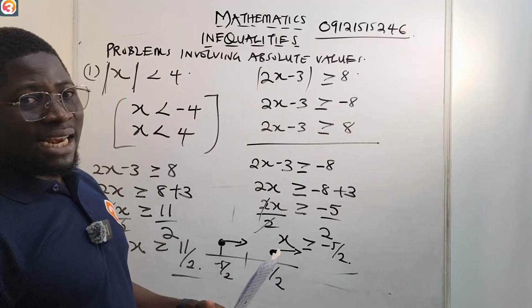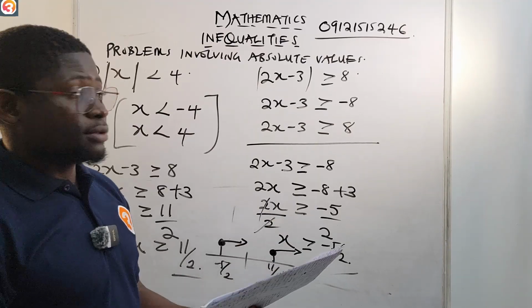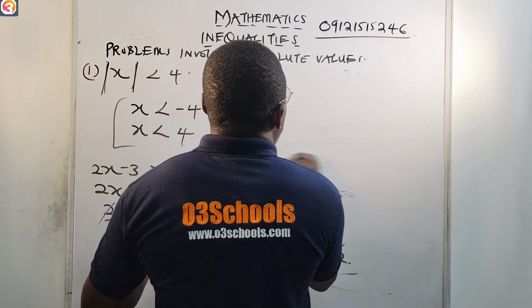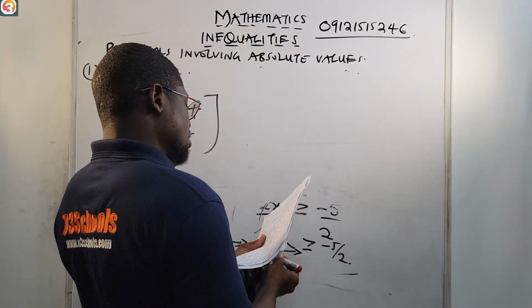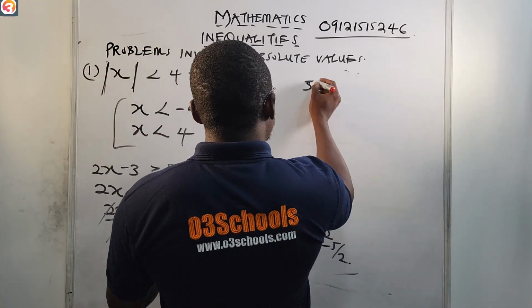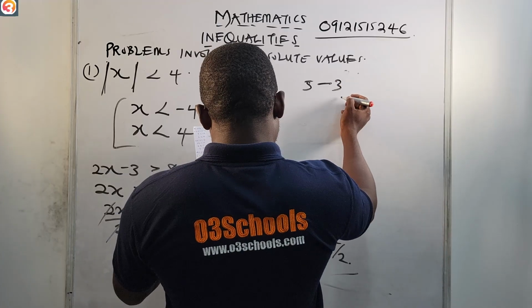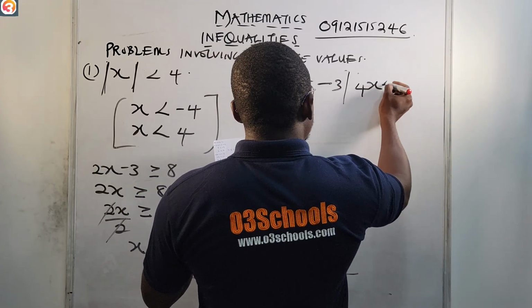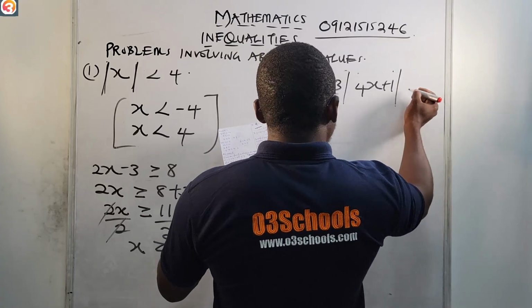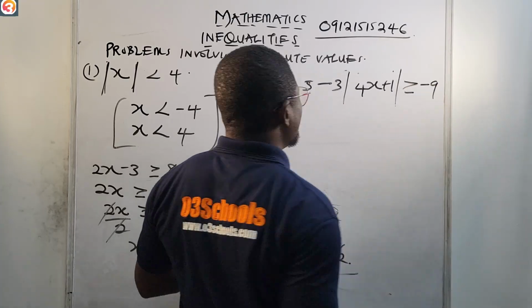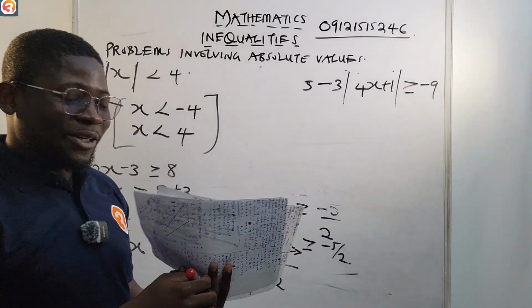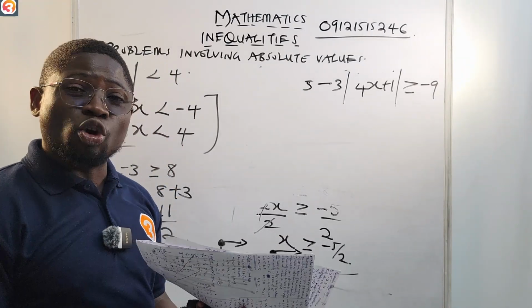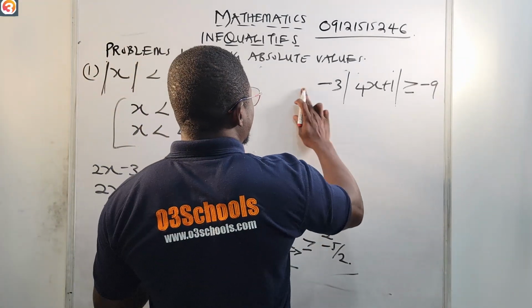So I'll give you one assignment on this absolute value. Please drop your answer in the comment box. I'm not going to spend more time here. It's 5 minus 3, absolute value of 4x plus 1 greater than or equal to minus 9. Somebody will say, now, they give us A, they give us Z as assignment. Before you start saying rubbish, it's very easy.